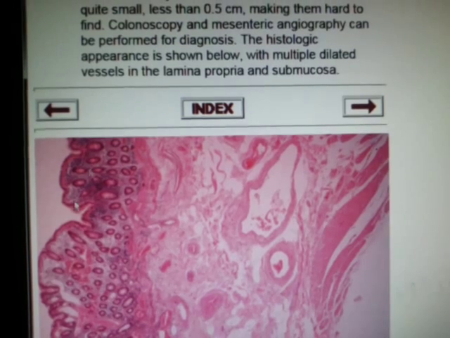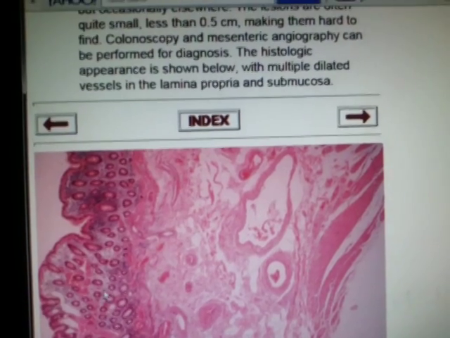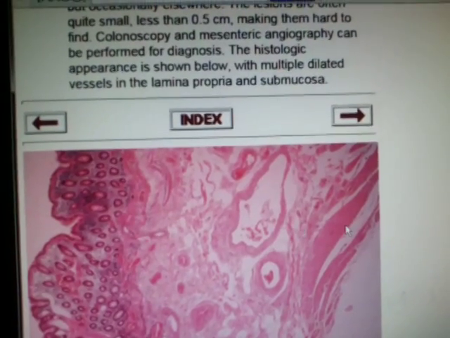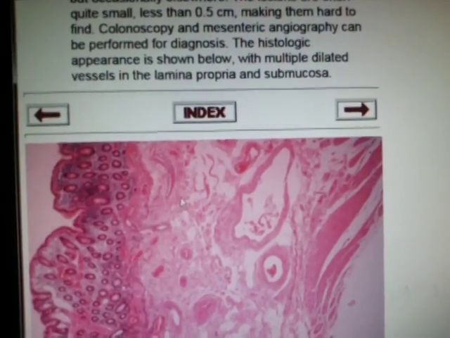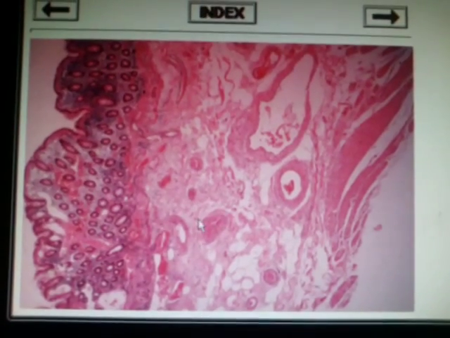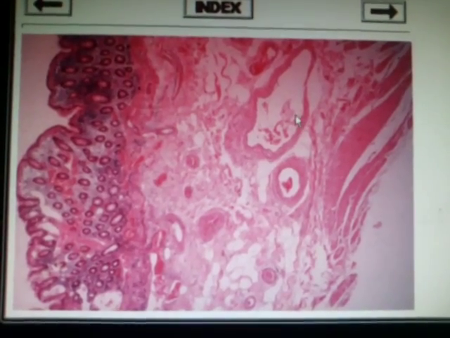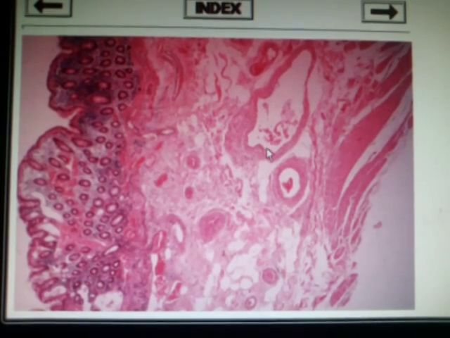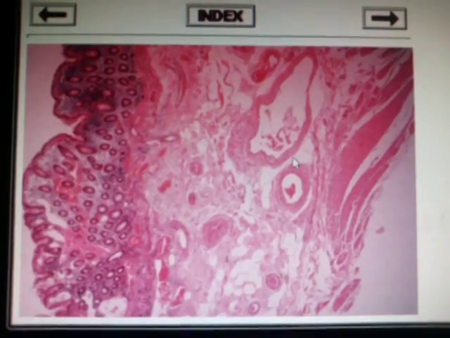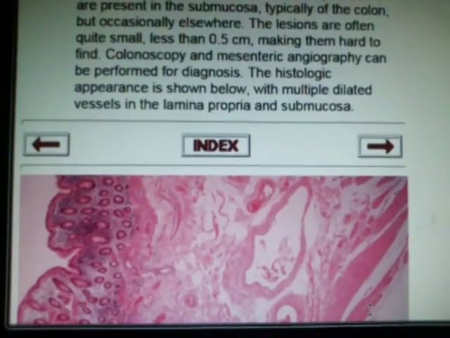We have the colonic mucosa at the left side, and after the mucosa we have the submucosal layer, then we have the muscularis layer. Normally the submucosa contains loose connective tissue and blood vessels. In this patient, you can identify the abnormal dilatation of the blood vessels consistent with the diagnosis of angiodysplasia.